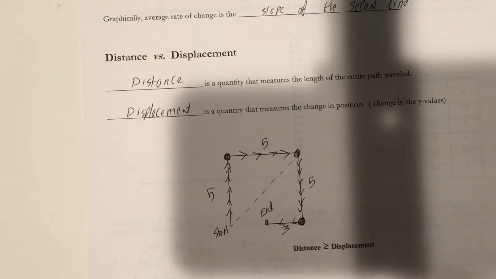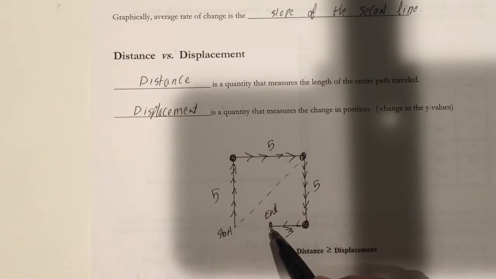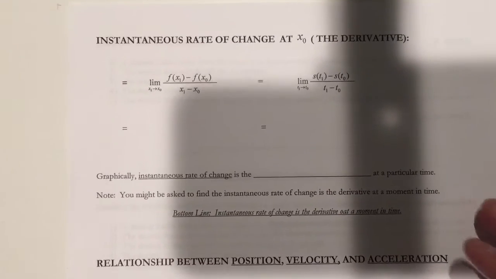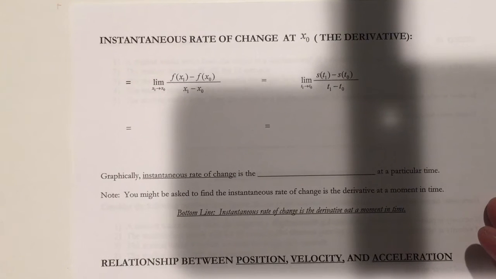Displacement is just the change in position, your starting position and your ending position, while distance is the quantity that measures the length over a span of time. Okay, so we discussed average velocity. We discussed the difference between distance and displacement.